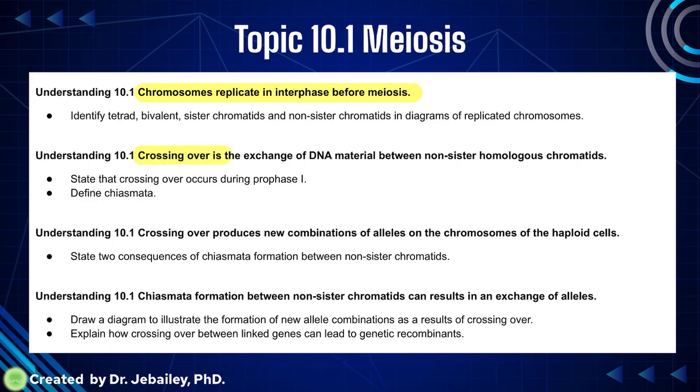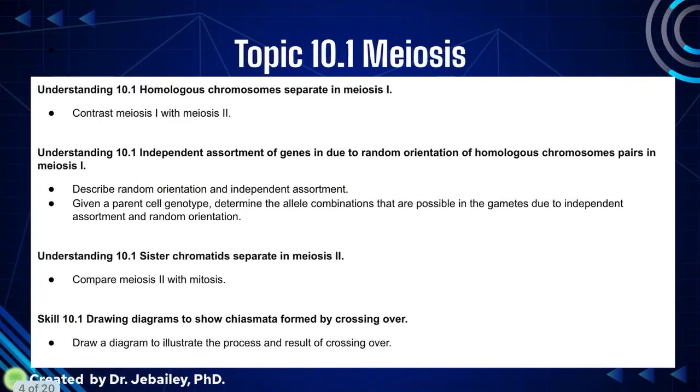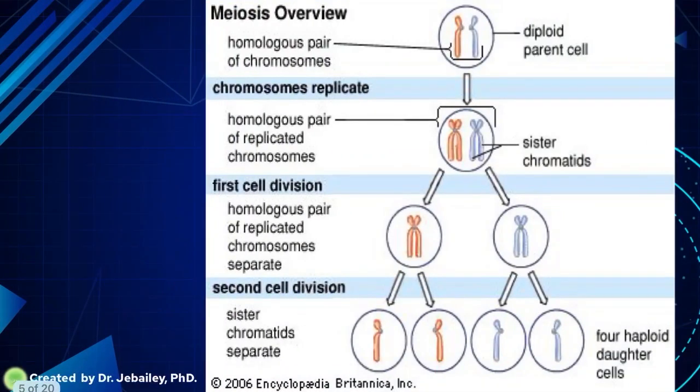We're going to talk about crossover in more detail, how it is between non-sister homologous chromatids. We're going to talk about the new combination of alleles as you do the crossovers, and the chiasma formation between the non-sister chromatids. We're going to talk about homologous chromosomes separating during meiosis 1, the independent assortment of genes due to random orientation of the homologous chromosomes, and sister chromatids separating in meiosis 2. Also, we're going to draw a diagram of the chiasmata that's formed by crossover.